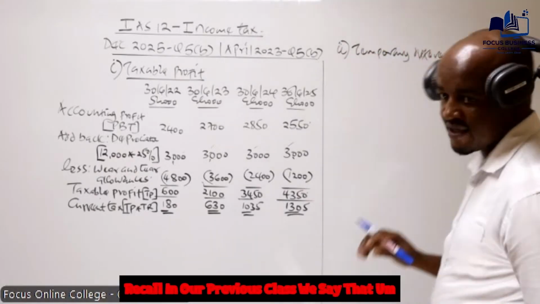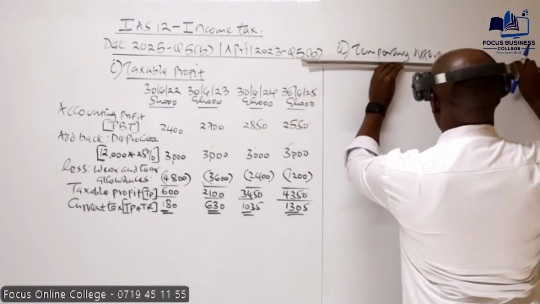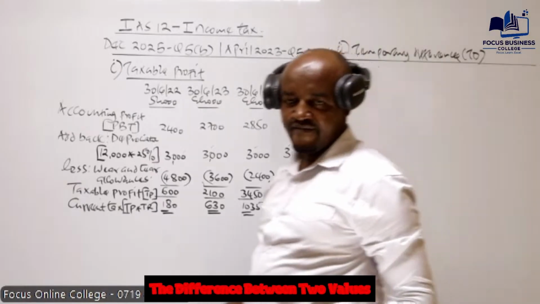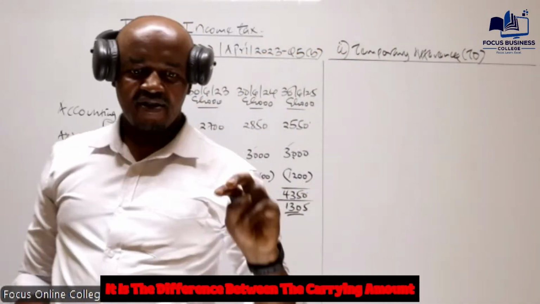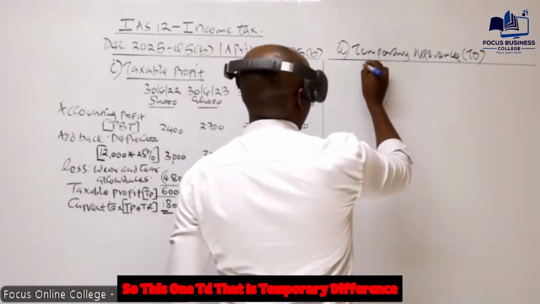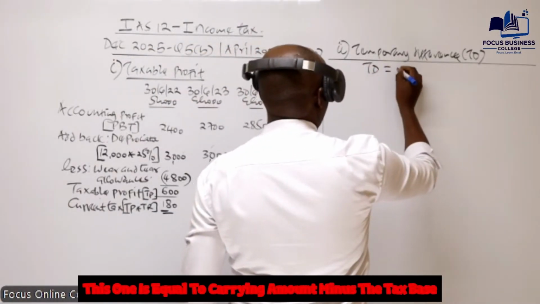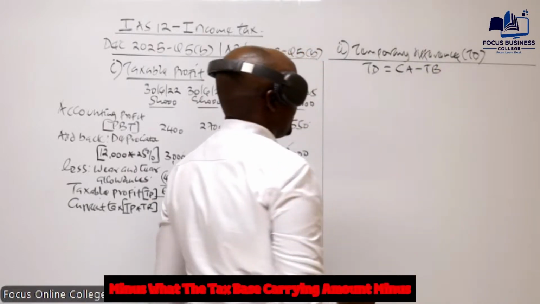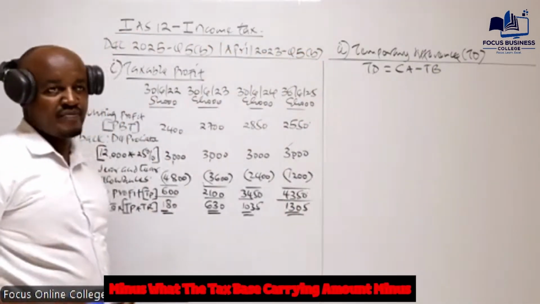Recall, in our previous class, we said that the temporary difference is basically the difference between two values. It is the difference between the carrying amount and the tax base. So TD, that is temporary difference, is equal to carrying amount minus the tax base.